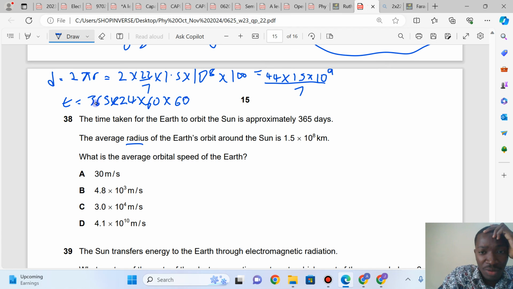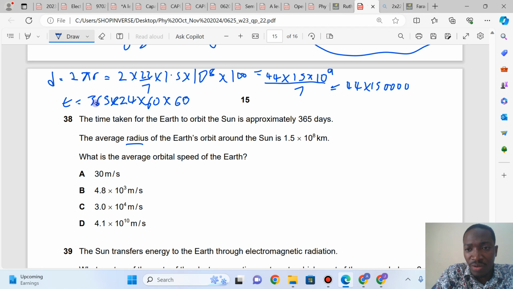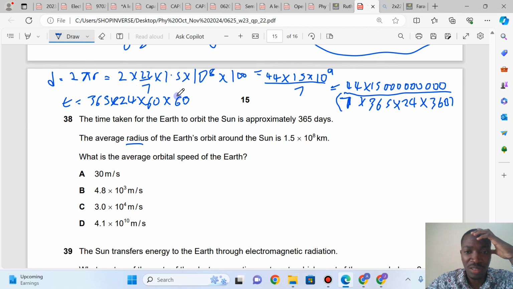So in the long run, what we have is 44 times 15 times 10 to the power 9, 1, 2, 3, 4, 5, 6, 7, 8, 9 zeros. We are dividing it by the denominator of 7, so we have to put the 7 times 365 times 24 times 3600, close bracket. 60 times 60 is 3600.